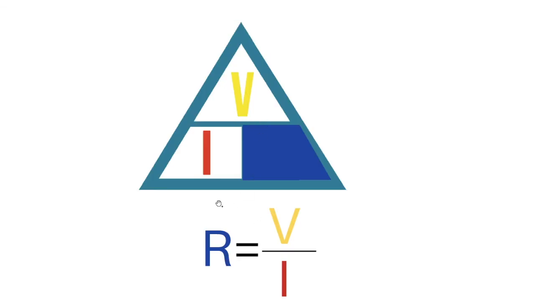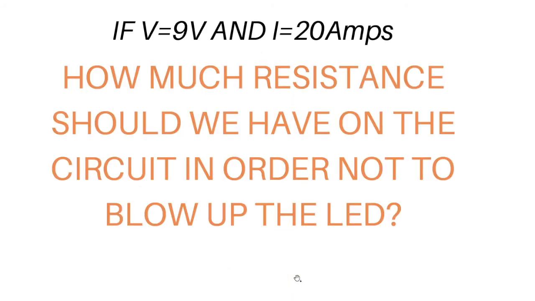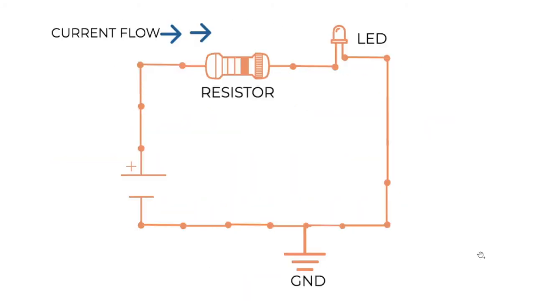So we know that in order to calculate resistance, we're going to use voltage divided by current, right? Based on Ohm's law. So we know the voltage is 9 volts. We know the amperes is 20. So we can simply say 9 divided by 0.02. 20 milliamperes is 0.02. And that will give us 450 ohms. So what that means is that the resistance that we need in order to power this circuit and to get this LED to turn on is 450 ohms.